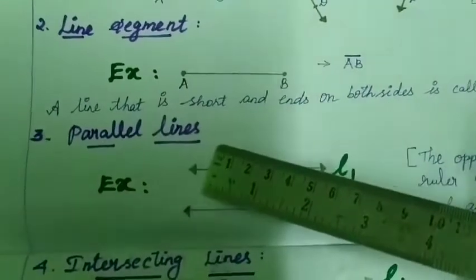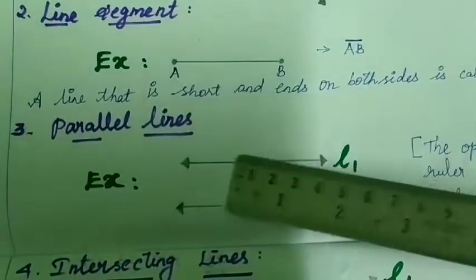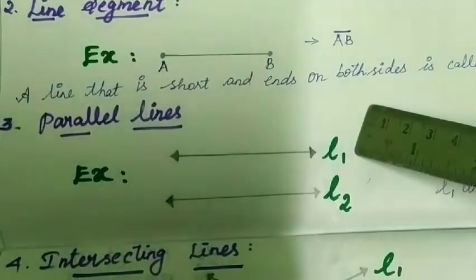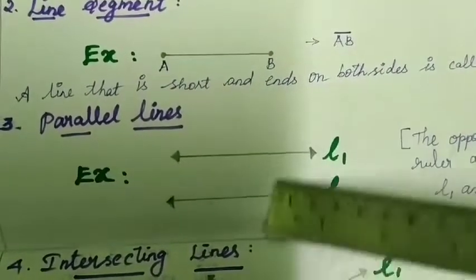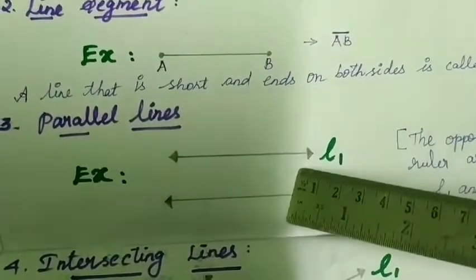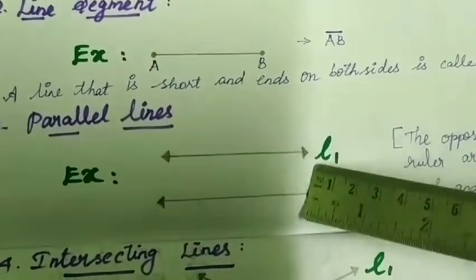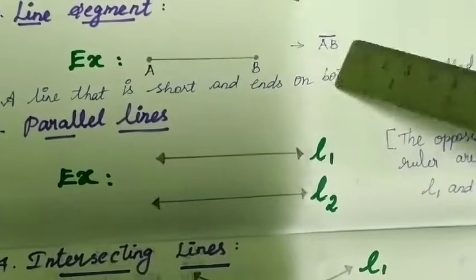Go to the next one, parallel lines. Parallel lines means the lines move at an equal distance. See here L1, L2. These are lines that move at an equal distance. For example, take a railway track. Your railway track moves at an equal distance, and it does not have an end.